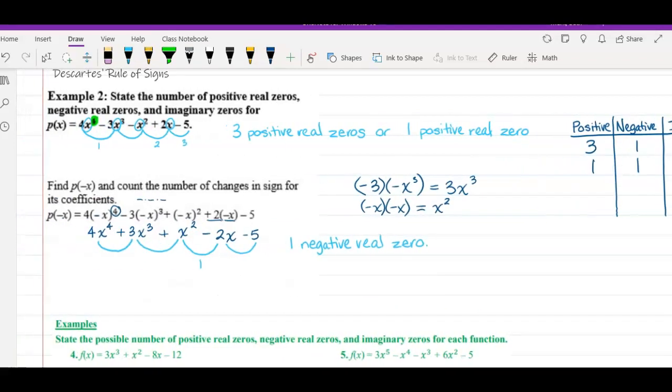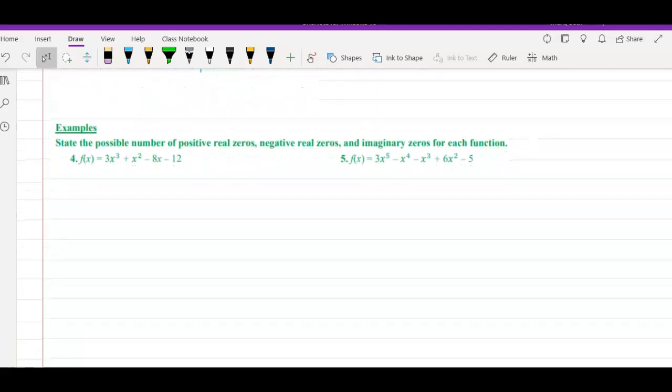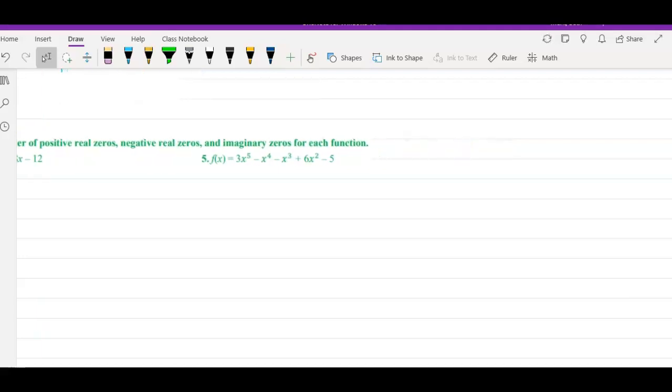All right, let's try another one. Let's try the number 5 together, shall we? Looking at positive sign changes, that's 1, negative to negative, negative to positive, positive to negative. So there could be 3 positive or 1 positive.